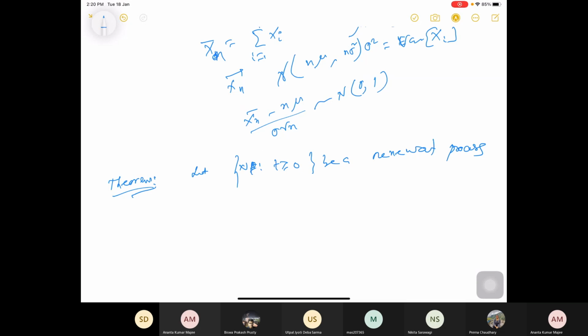Then the limit, as t goes to infinity, of the probability that Nt minus t by mu, divided by sigma root over t by mu cube, is less than or equal to y, is the same as phi of y. What is phi? Phi is the cumulative distribution function of the standard normal variable. That means phi of y is 1 by root 2 pi times the integral from minus infinity to y of e to the power minus x square by 2 dx. This is the cumulative distribution function of the standard normal distribution.